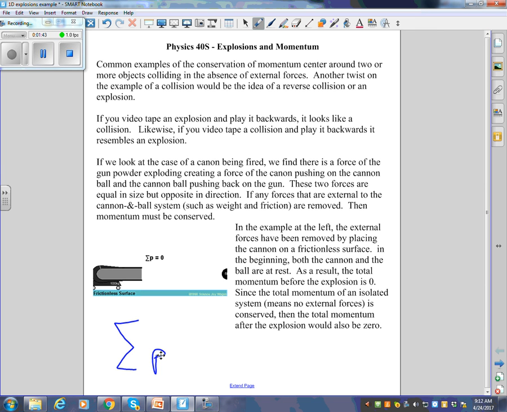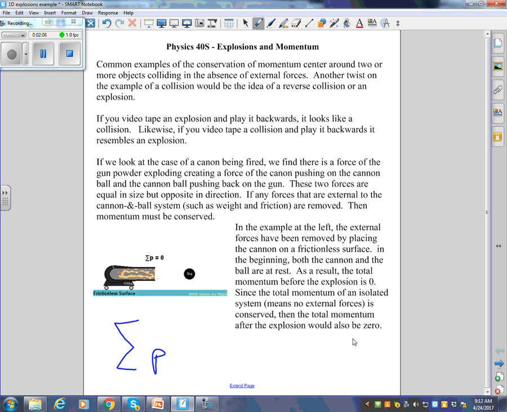Sigma. If you go on and take any stats or anything like that, or even calculus, you will run into that. In the example on the left, the external force has been removed by placing the cannon on a frictionless surface. In the beginning, both the cannon and the cannonball are at rest. As a result, the total momentum before the explosion is zero. Since the total momentum of an isolated system, meaning there are no external forces, is conserved, then the total momentum after the explosion would also be zero.